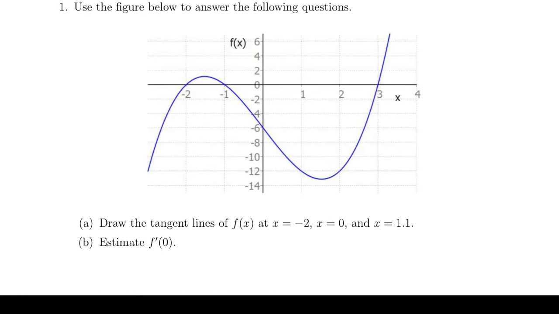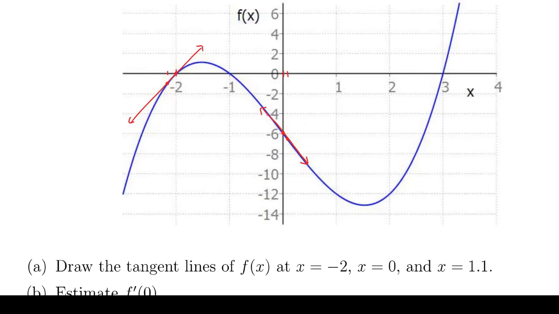So this question just walks us through a little bit of practice for tangent lines. So I would encourage you to pause at this point and try to answer part A and B by yourself, and we'll go through that now. So here are the results for the tangent lines at x equals -2 and x equals 0.